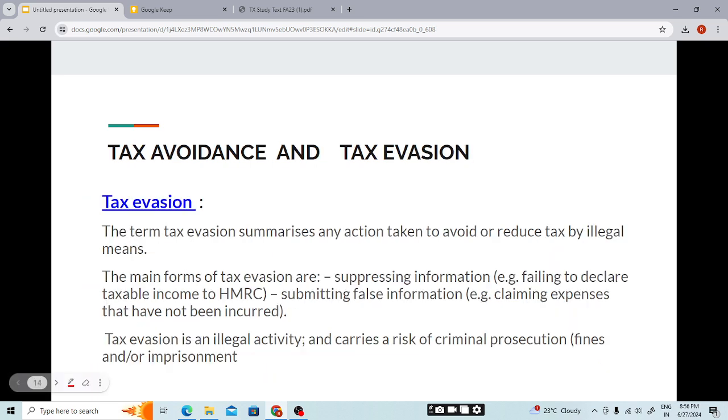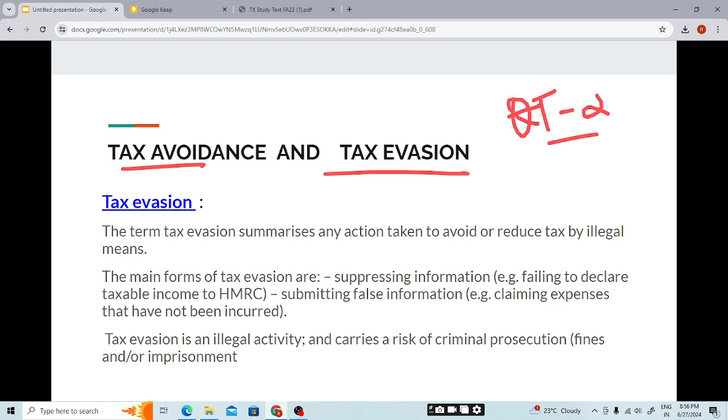Tax avoidance and tax evasion, these are the two most important topics for the exam. You can get a 2 marks OT question in Section A, so please concentrate on this. Tax evasion and tax avoidance.